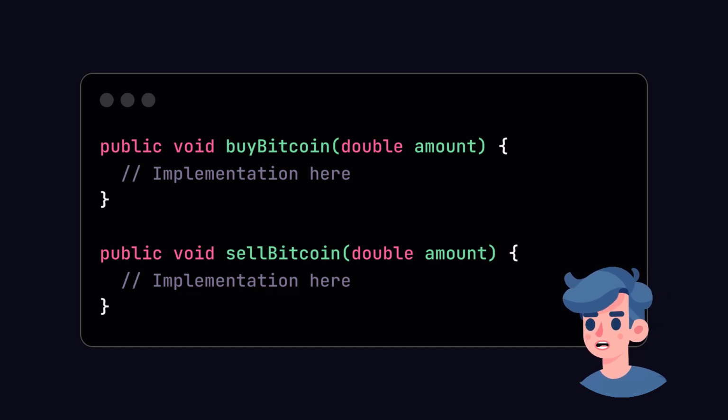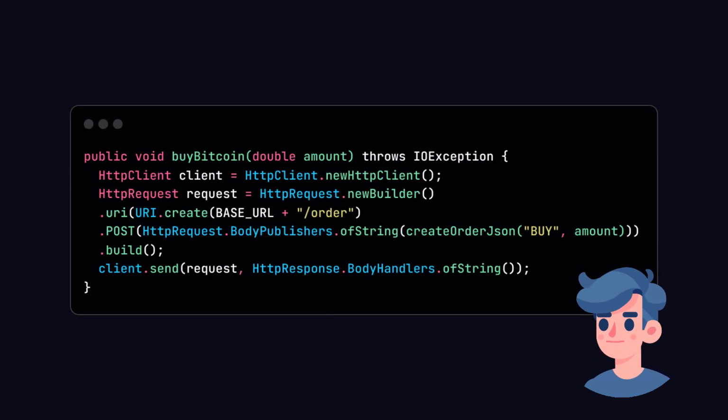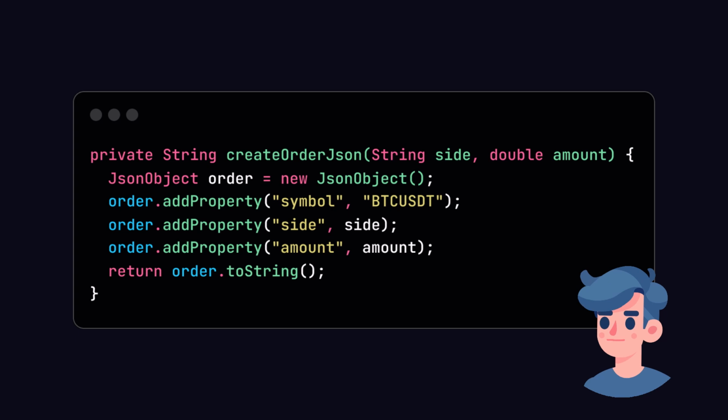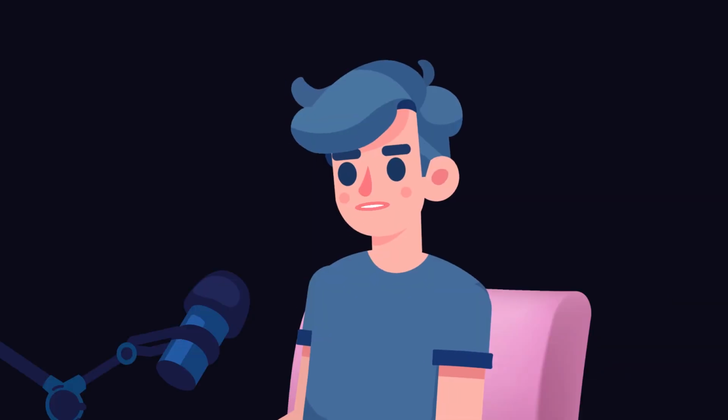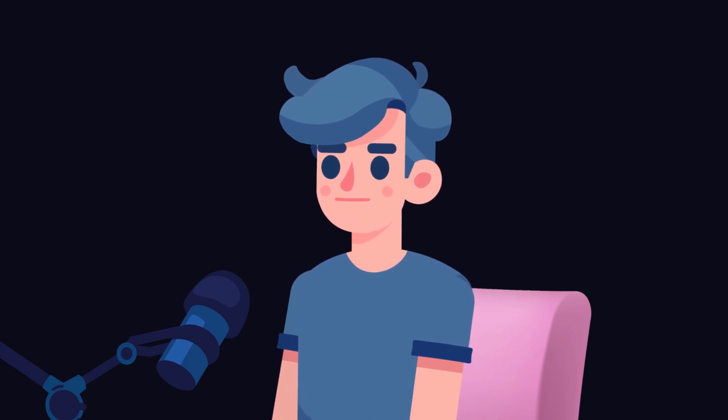Next, we'll add functionality to execute buy and sell orders. The buyBitcoin and sellBitcoin methods will take an amount and trigger the respective API calls. We'll need to implement the HTTP POST requests to carry out these transactions. In the buyBitcoin method, we're sending a POST request to the order endpoint. The createOrderJSON method will convert our order details into JSON format. Let's add that now. This method constructs a JSON object with the required parameters for placing an order. You will need to configure these parameters based on the API documentation of the exchange you are using.